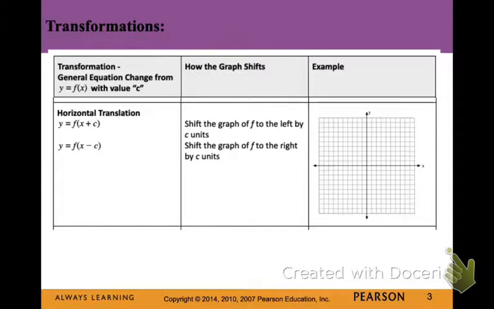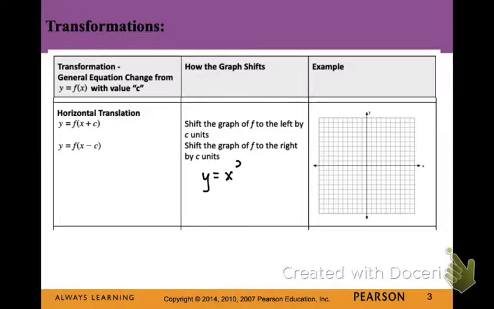Let's talk about horizontal translations. So that means the size and shape of the graph doesn't change, but it just shifts left or right. So this is a little counterintuitive. If you look where it says y equals f of x plus c, when you add a value into the x, it's actually going to shift the graph to the left. And if you subtract a value, it will shift the graph to the right.